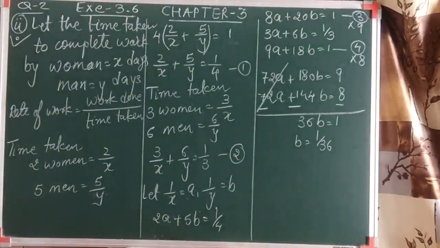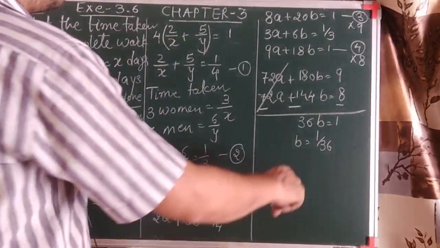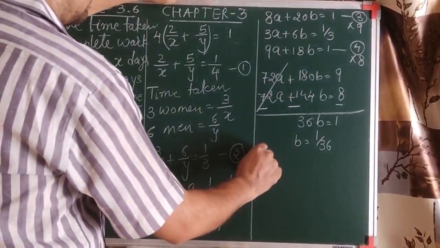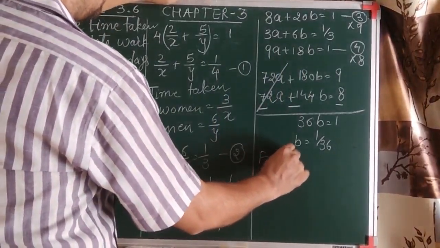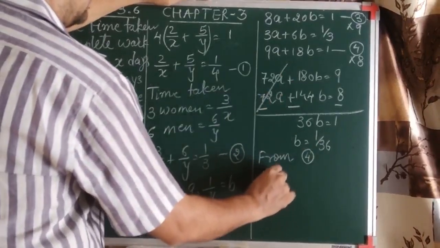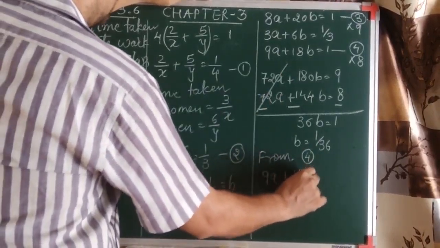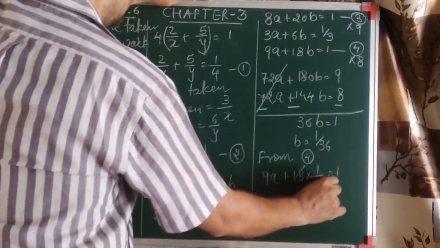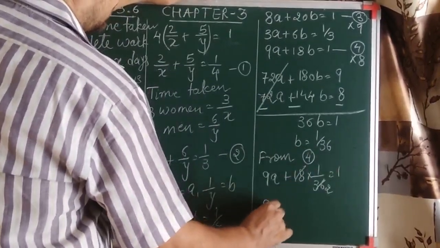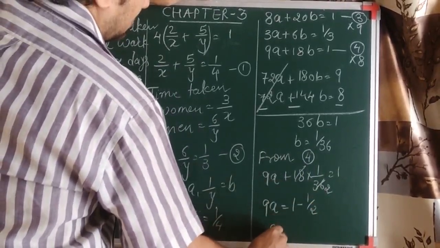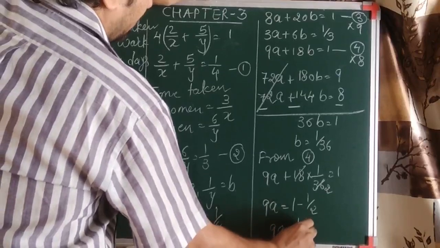Substitute the value of b in any of the equations. Let us substitute the value of b, 1/36, here in this equation number 4. So we have 9a plus 18 into 1/36 is equal to 1. So 18 2s are 36. I'll take this 1/2 to the right hand side, so it must be in the subtraction. So 9a is equal to 1/2.